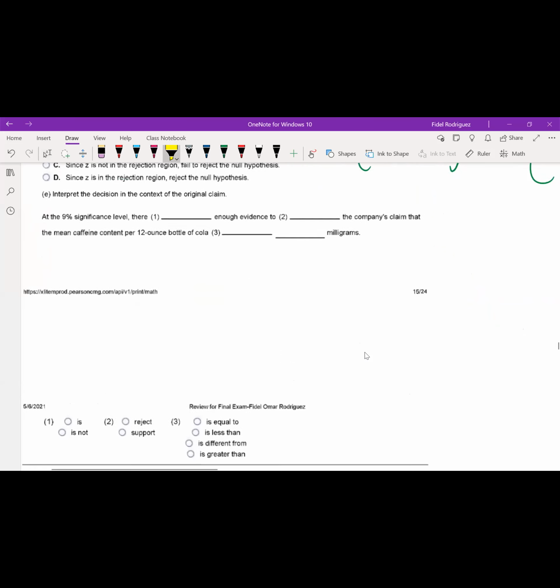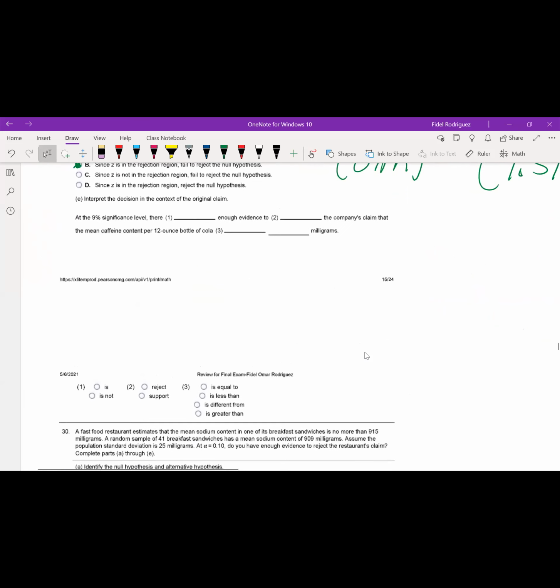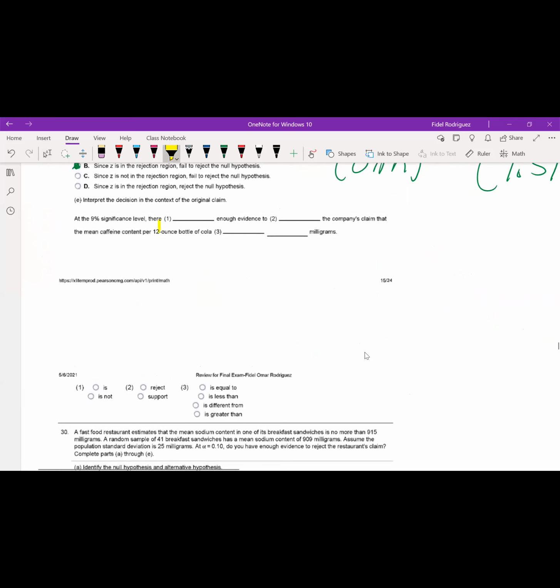So if you look, here we go. So guys, right here where I have the little number 1, I would choose from here. And we said there is not enough evidence to reject the claim that the mean coffee content per 12 ounce is equal to 40 milligrams, right? Because that was a number that they had given us.